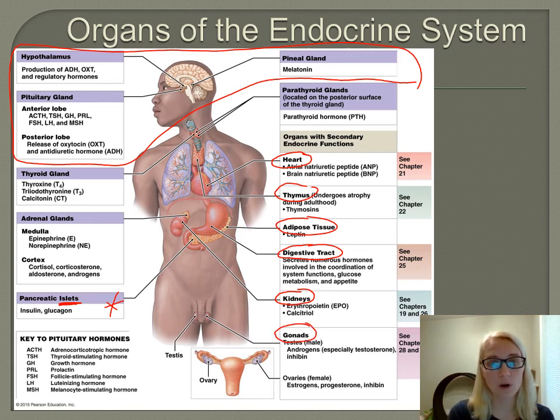So again, we have organs that are specific to endocrine function, and we also have organs that are usually well known for another function, like the heart is for pumping blood, but it does have some endocrine function. So just keep that in mind. We're going to be spending most of our time on these purple highlighted organs of the endocrine system, but I will talk about some of these other organs.